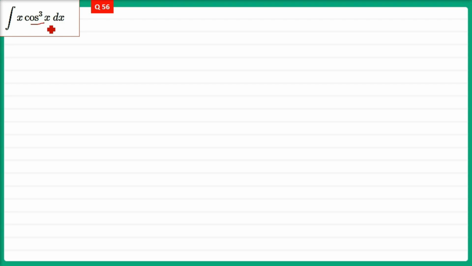Now we need to change this cos cube x, otherwise it will be difficult for us to proceed. For that we'll use this formula: cos 3x is equal to 4 cos cube x minus 3 cos x. So we can find cos cube x from here. Cos cube x will be (cos 3x plus 3 cos x) divided by 4. So we have this 1 by 4 as a constant here.